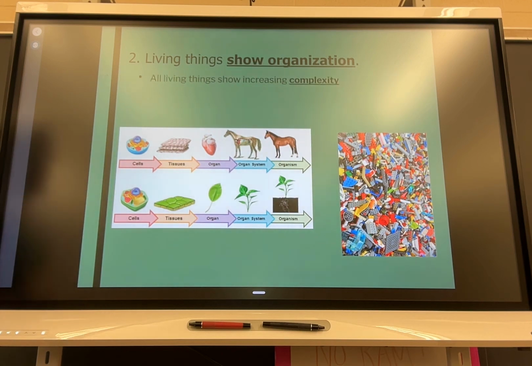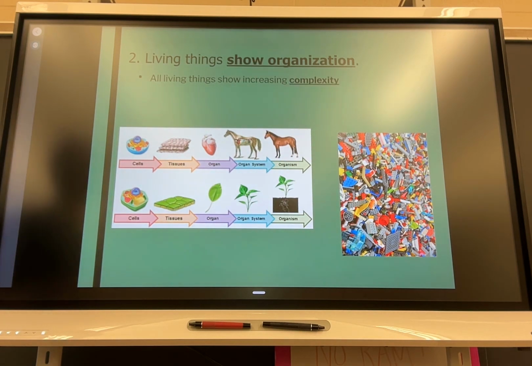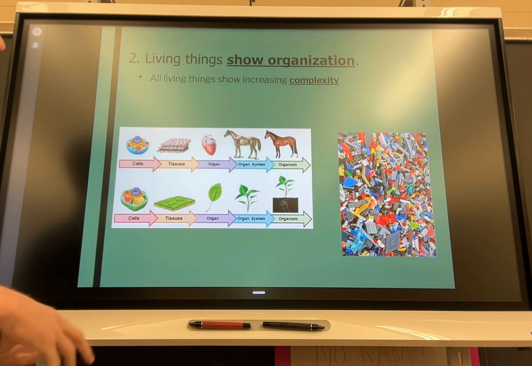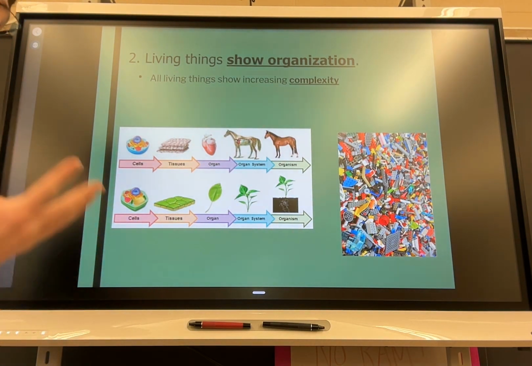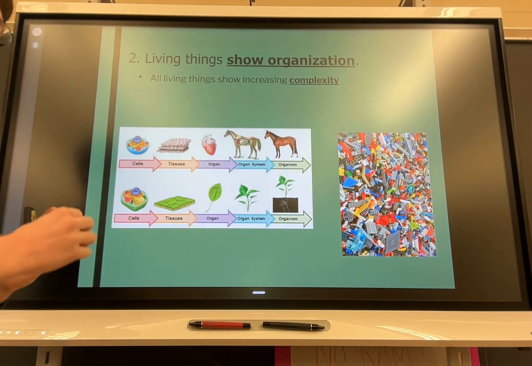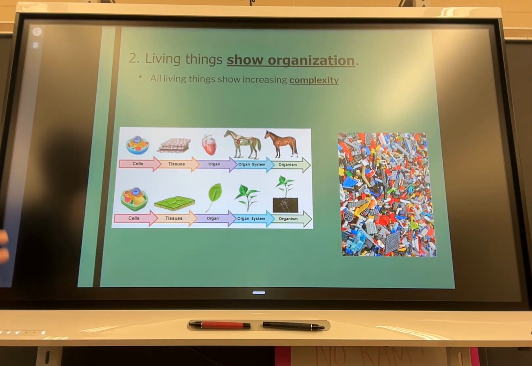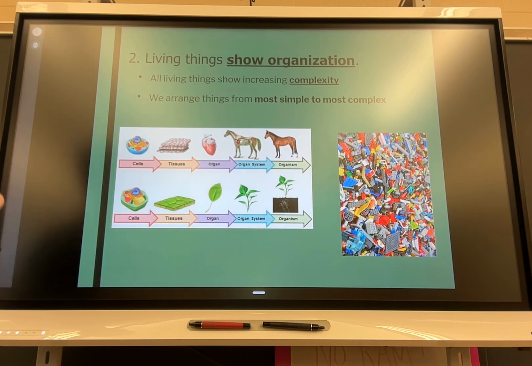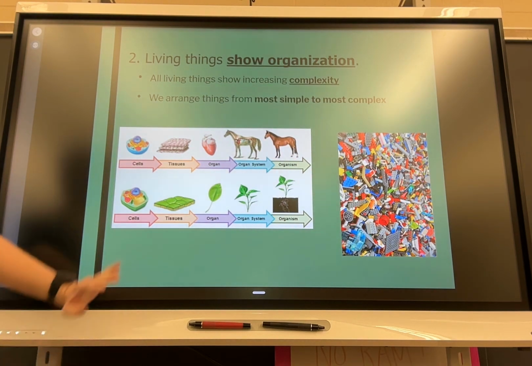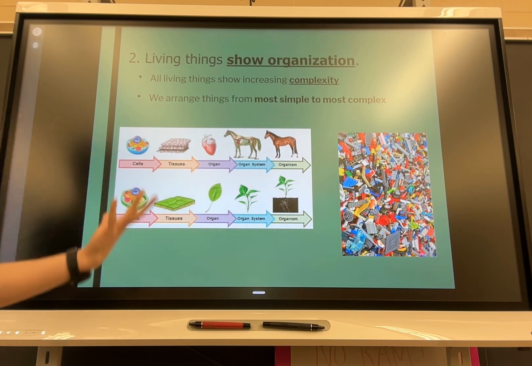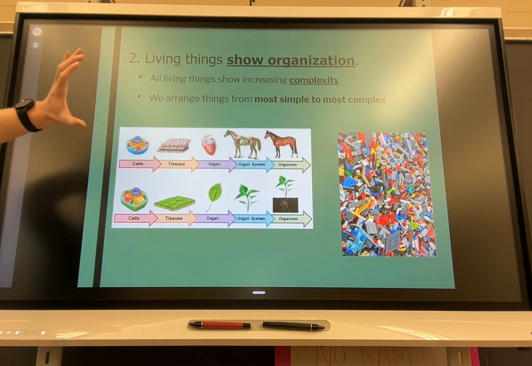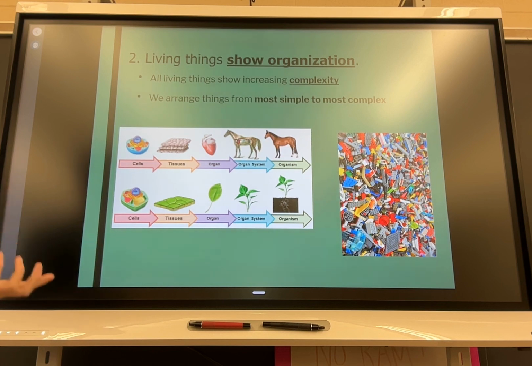The second characteristic is that all living things show organization. So organization, when we talk about that, we mean things like complexity. How can we put a bunch of little things together to get a big thing? So all living things are going to show increased complexity. So typically when we look at this organization, we go from the smallest, the most simple, to the biggest and the most complex. So for example, if we were to look at the organization of organisms, we start out with cells. Cells are the first thing that we would classify as living.